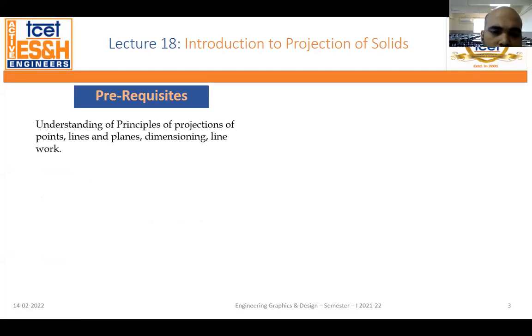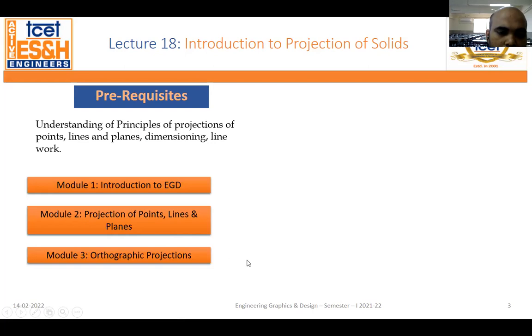Talking about the prerequisites, you should have an understanding of the principles of projection of points, lines, and planes, which is already done. You should know dimensioning and line work, like the dark line, light line, center line, hidden line, zigzag line, visible line, continuous line; you should be aware of all these lines. In module 1, we talked about introduction to EGD, projection of points, lines, and planes, and then orthographic projection.